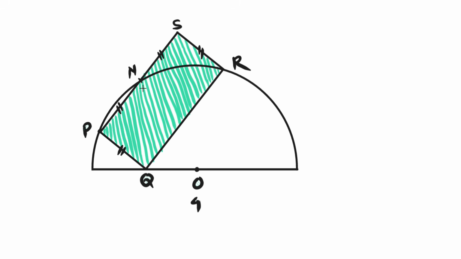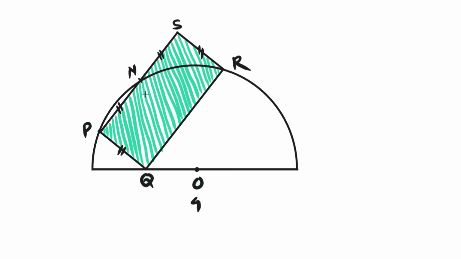We are told that PN equals NS, and NS also equals SR. Our goal is to find the area of the shaded region, which is the rectangle PQRS. There is no need for a calculator here, because everything will work out exactly.